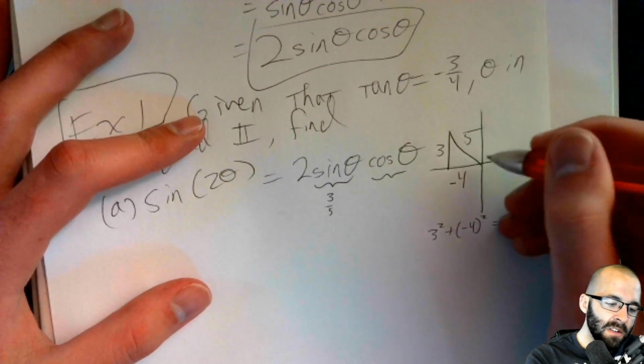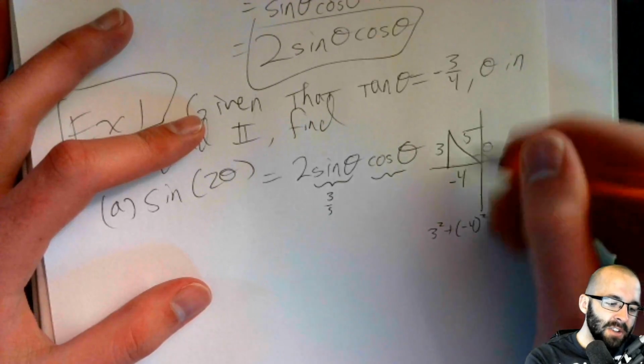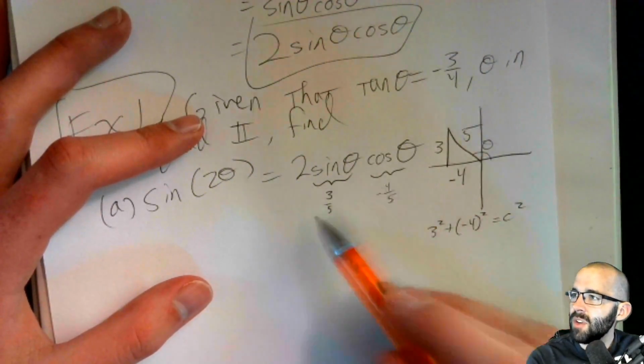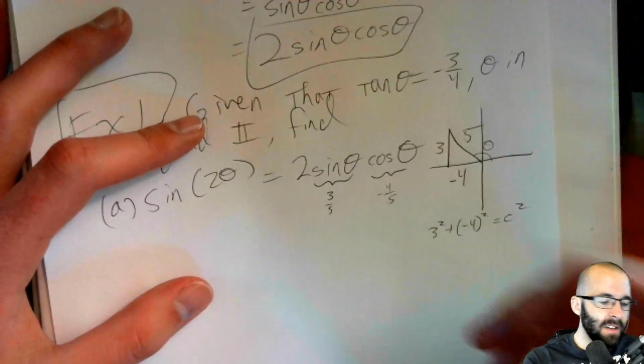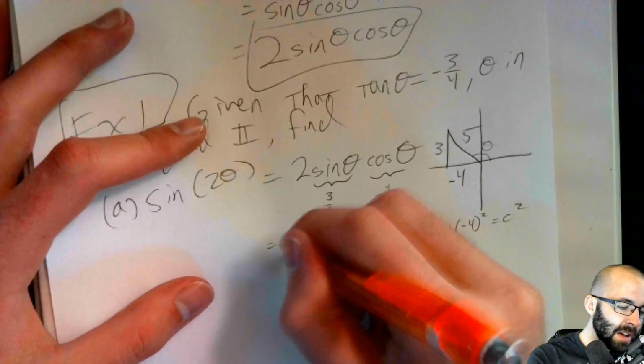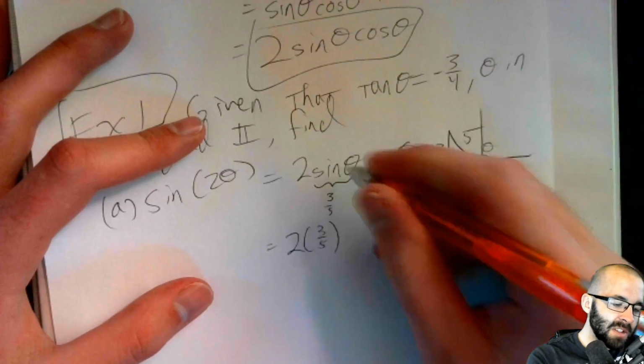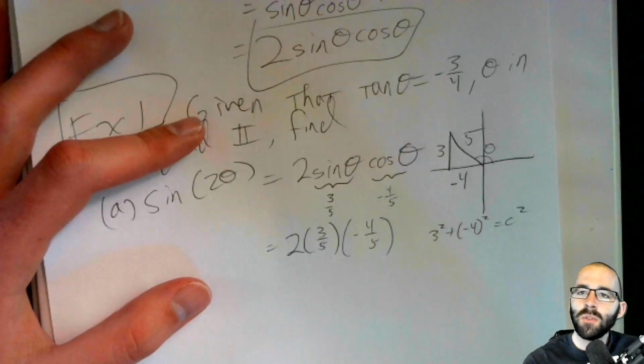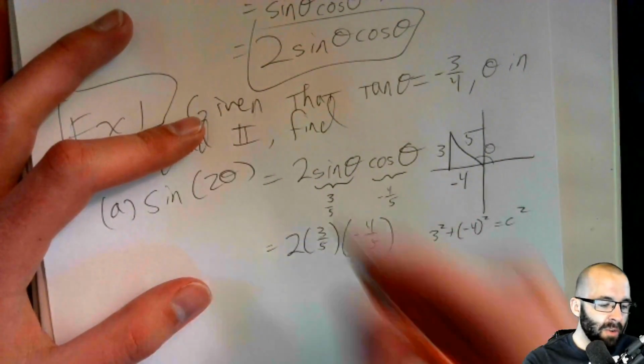Cosine of that angle, right? This angle is the whole thing. Adjacent over hypotenuse, -4/5. So once we find these two trig values, we just plug it in. Just replace it away. So we get 2 times 3/5, which is sine of theta, times -4/5, which is cosine of theta. And we're basically done. Just a little bit of arithmetic.